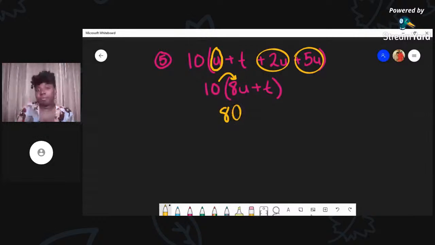80U plus, and I'm writing it out in a notebook while we're doing this, and I accidentally drew a T instead of a plus sign. So 80U plus 10T. So 80U plus 10T? Yeah.